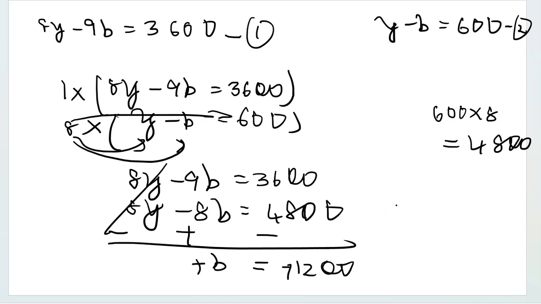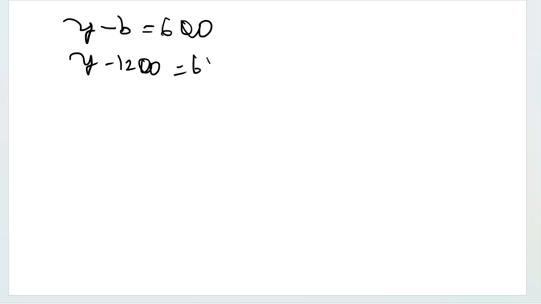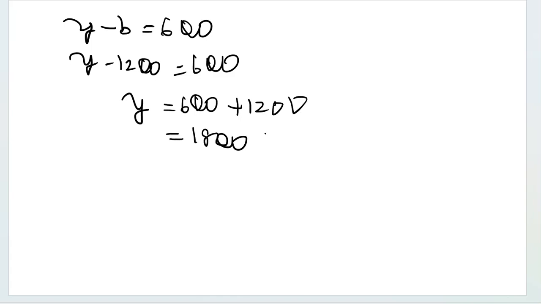Now to get y, we use the other equation, y minus b equal to 600. We put b as 1200, which we found, and we get y as 600 plus 1200, which is 1800. Now this is our b and this is our y.